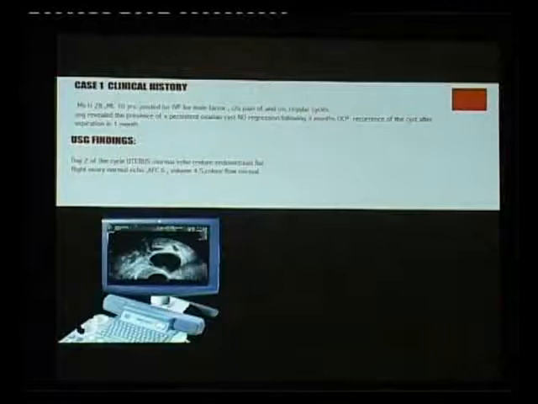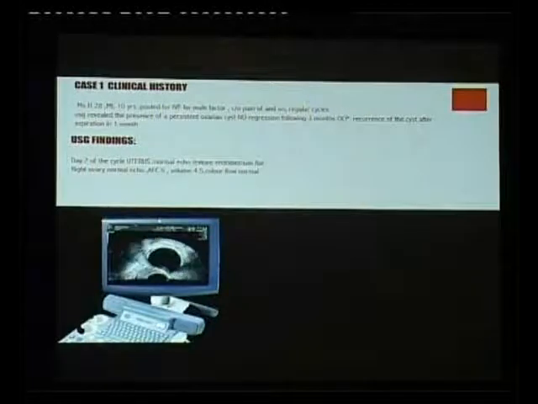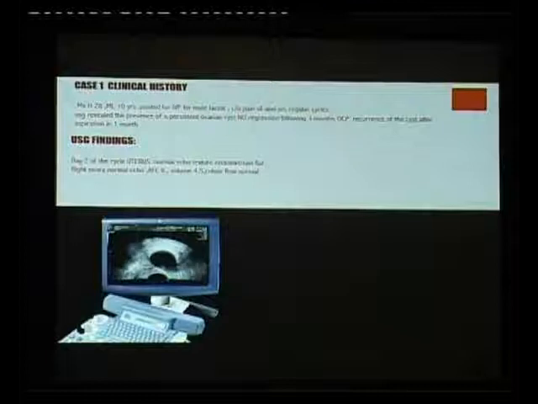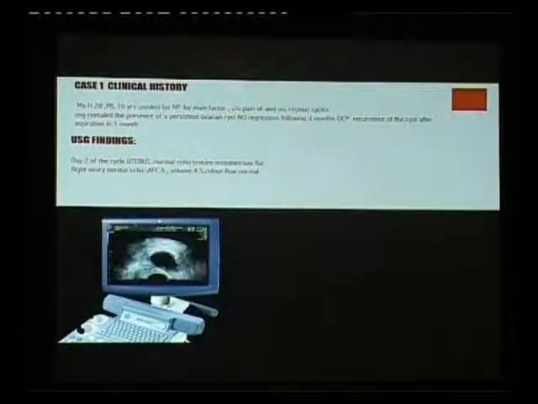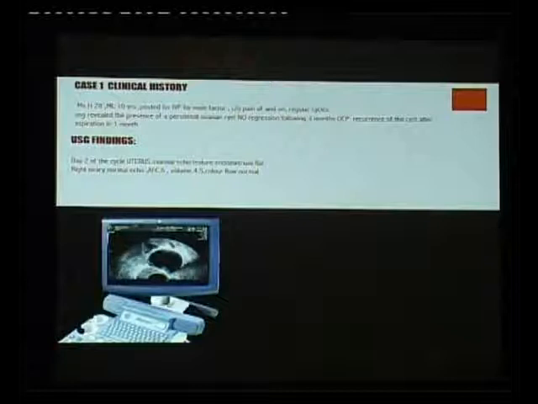The first case is a 28-year-old woman who had presented to the Institute for an IVF cycle for male factor, and we noticed that she had an ovarian cyst about 4 centimeters in diameter, and this was repeatedly aspirated in another center before she was referred to us.